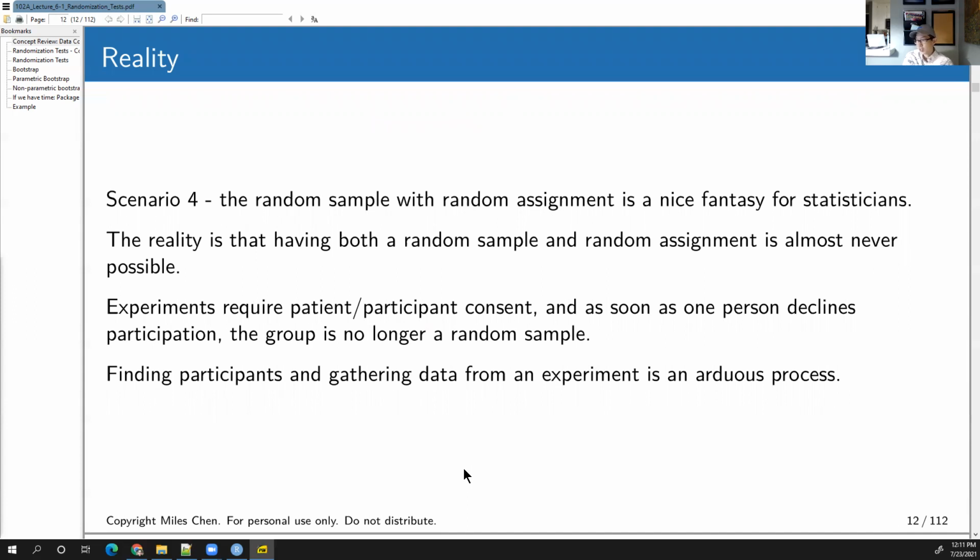Okay, so the reality is, having both a random sample and random assignment is almost never possible. Because generally, to do random assignment, to have an experiment, that's going to require patient or participant consent. And as soon as somebody says, I don't want to participate, the group is no longer going to be a random sample, right? So even if you went through the process of randomly selecting people, as soon as somebody says, I don't want to participate in the study, it's no longer a random sample, okay?